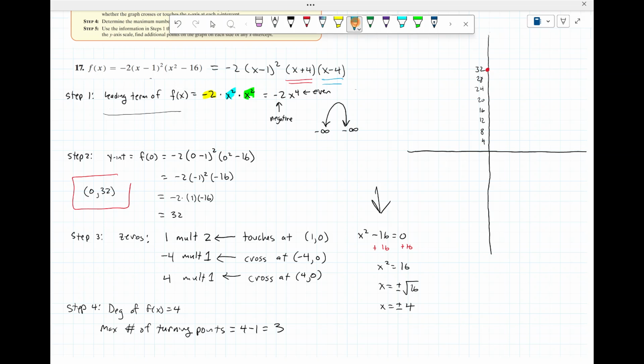And then I'm going to do all of my zeros. For my x-intercepts, I'm going to keep just 1, 2, 3, 4, 5. So I'm going to keep the normal scale going up by 1 here. So I have a zero at 1, I have a zero at 4, and I have a zero at -4.